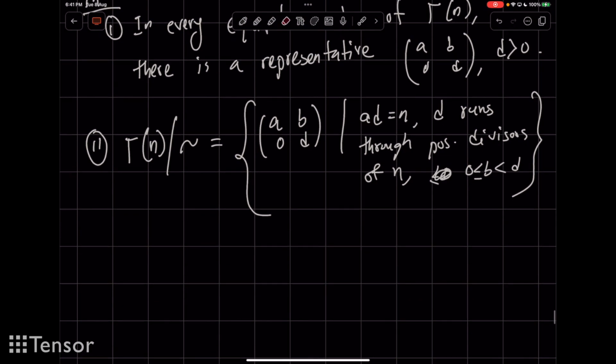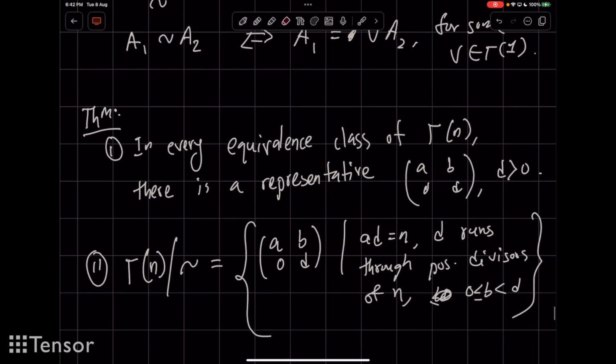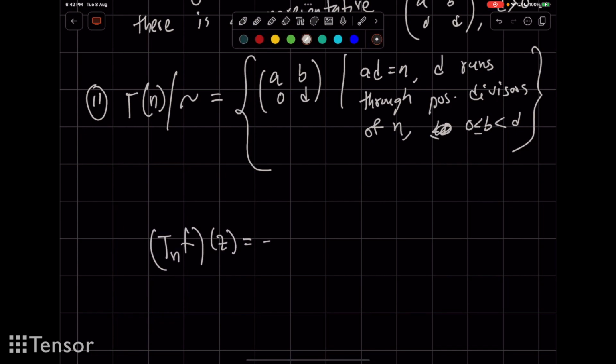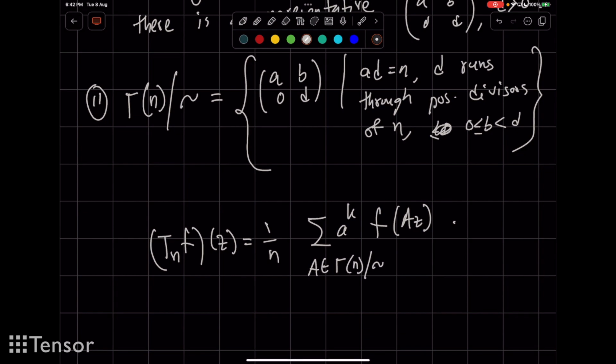So using this theorem, we can basically rewrite our definition of Hecke operators. That is, T_n f at z is equal to 1 over n sum of a to the k f of az. Now, where is a? A is in Gamma of n modded out by the equivalence relation.